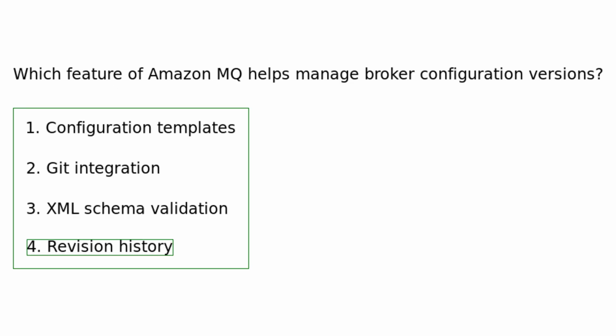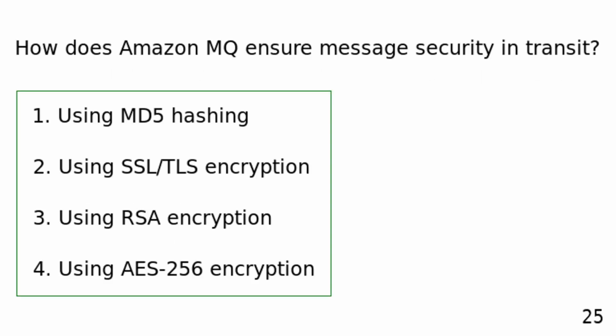Amazon MQ provides revision history for broker configurations, allowing you to view past versions, compare changes, and roll back if needed. How does Amazon MQ ensure message security in transit? Using MD5 hashing. Using SSL/TLS encryption. Using RSA encryption. Using AES 256 encryption.